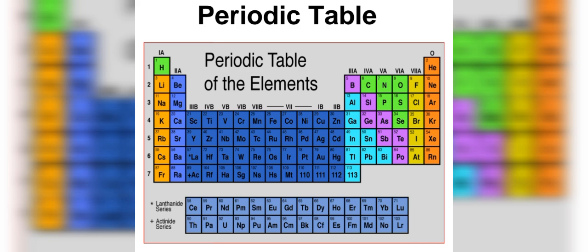Then when we move from left to right, we can see different numbers like 1, 2, 3. When we move from left to right across a period, those are the horizontal rows, these are known as periods. And when we move from top to bottom, 1A, 2A, 3A, 4A, those vertical columns of the periodic table are known as groups.